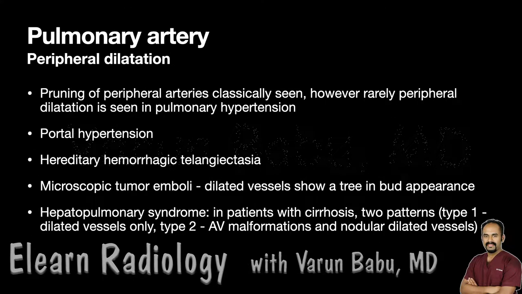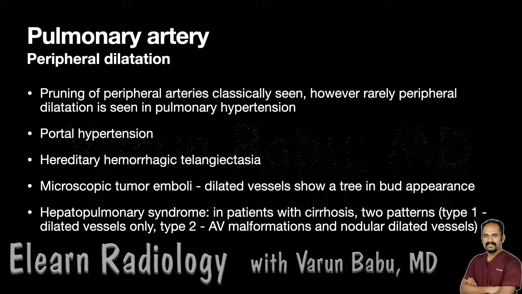Typically, peripheral arteries are seen to prune in pulmonary hypertension. However, in some conditions in pulmonary hypertension, there can be peripheral dilatation. One such condition is portal hypertension. Other is hereditary hemorrhagic telangiectasia. Third is microscopic tumor emboli.